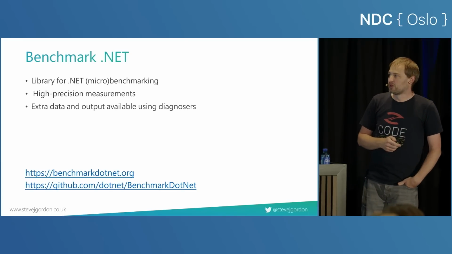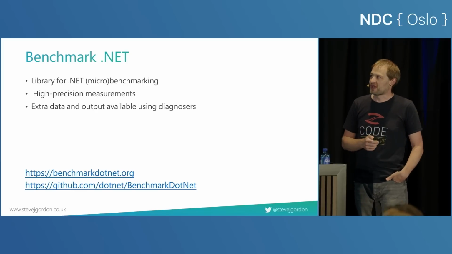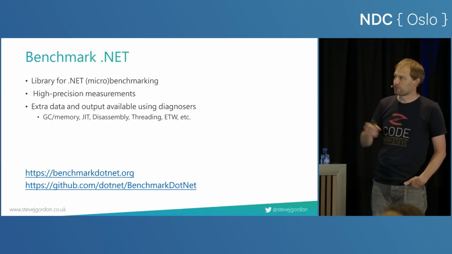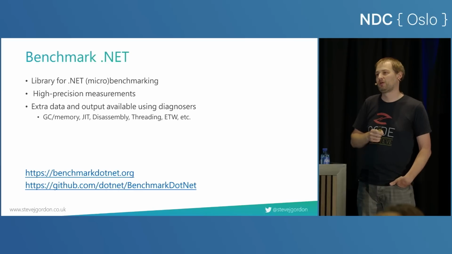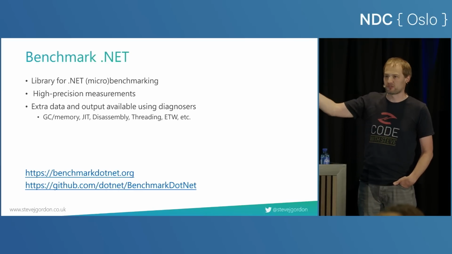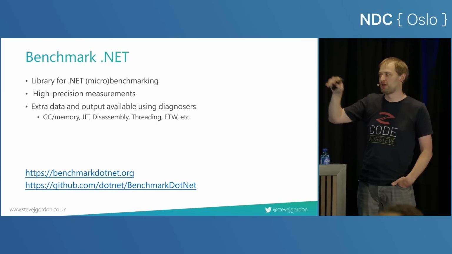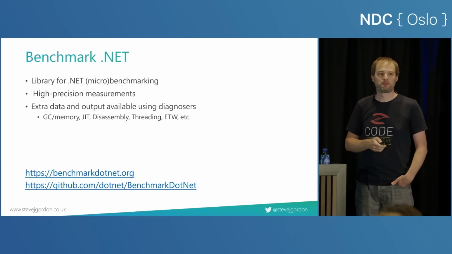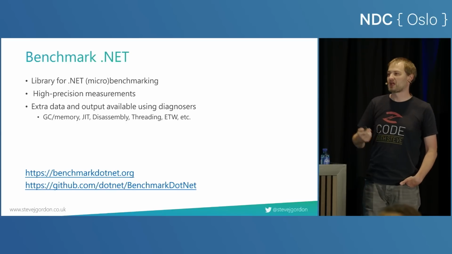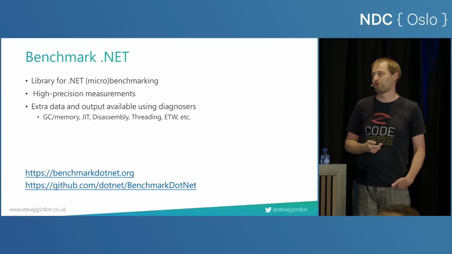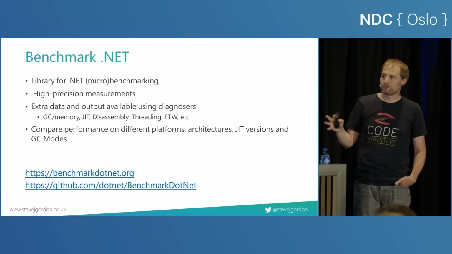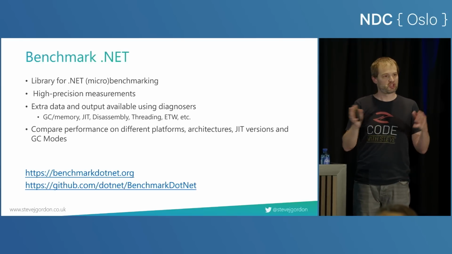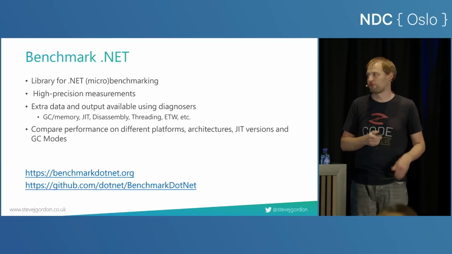You can do enrichment of data through this thing called diagnosers. There's a bunch of them in there, so we can get memory information during the benchmarking process. We can look at the JIT process. We can get a disassembly of the code. We can look at threading and ETW events as well. So there's a bunch of things you can collect during the benchmarking process if you want them. You can compare your benchmarks across different platforms, different architectures. You can try changing GC modes and see how that affects your results.